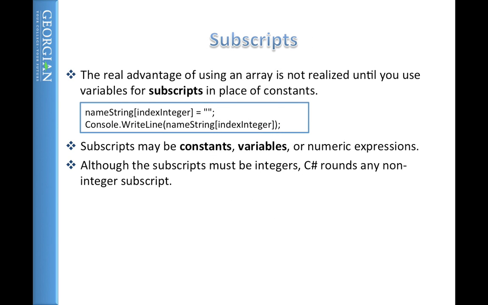Okay. So here's an example of a subscript. We have a name string, and we have an index integer we're using as a subscript, and we're assigning the null string to it, right? Double quotes is the null string. You're saying this particular element is null, or nothing, right? You can make them constants. You can make them variables, right? Or numeric expressions.